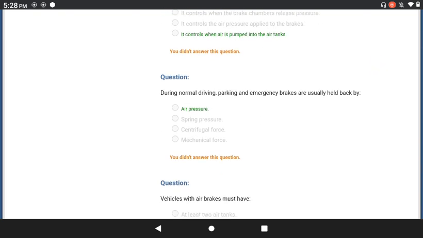During normal driving, parking and emergency brakes are usually held back by air pressure. They're going to ask a question like this, and the second question is going to say it could be held back by something that can't leak away. That one would be spring pressure. I just want to let you guys know that they do have a confusing part. One is air pressure that can leak away, and the one that can't leak away is spring pressure. All right, let's move on.